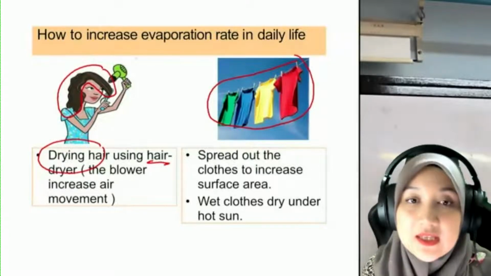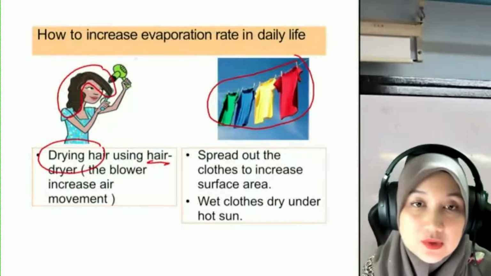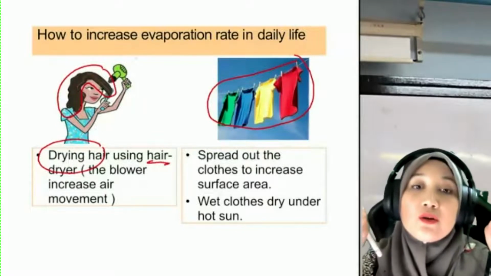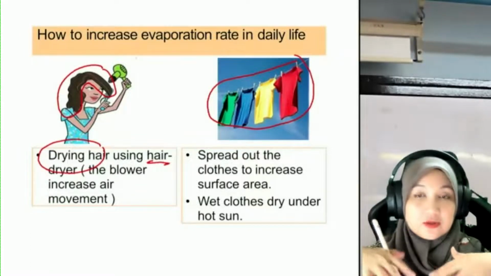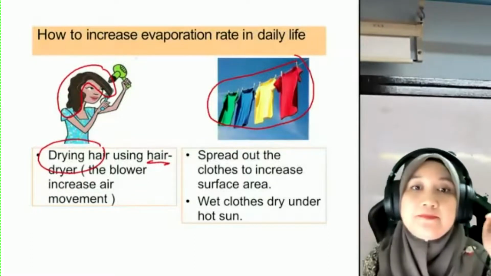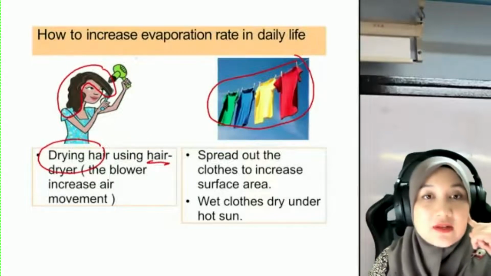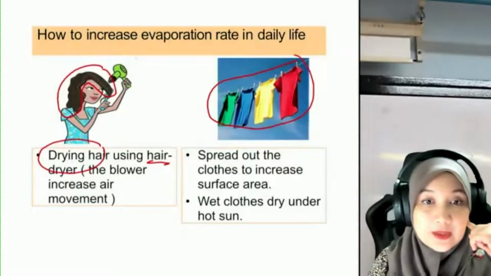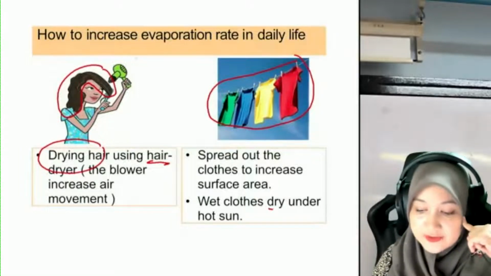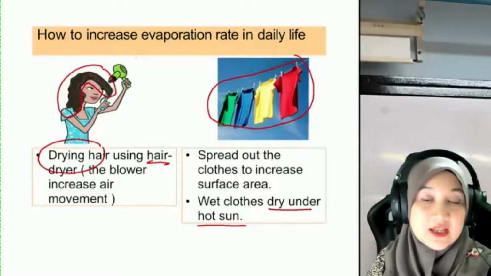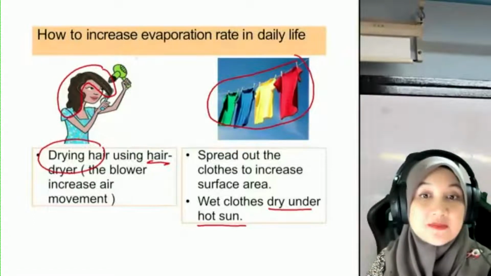Maksudnya dekat sini, kalau you nak keringkan baju, you have to make sure that you hang the clothes tu memang besar. You tak boleh macam fold it. Okay, as an example from this picture you can see. So the rate of evaporation of the cloth will become higher lah. Alright, so the clothes will dry under the hot sun. Kalau in a very sunny day, you will see that the rate of evaporation will become higher.